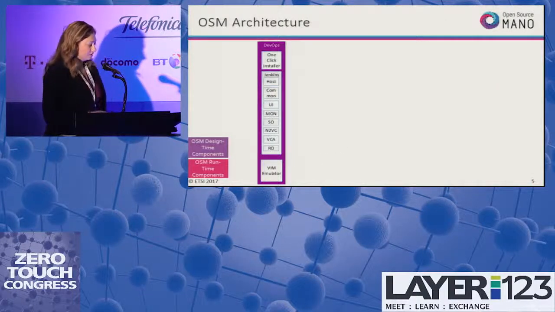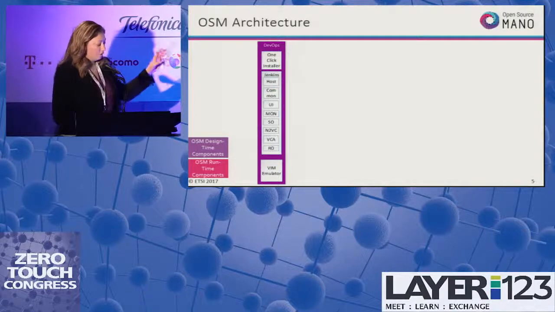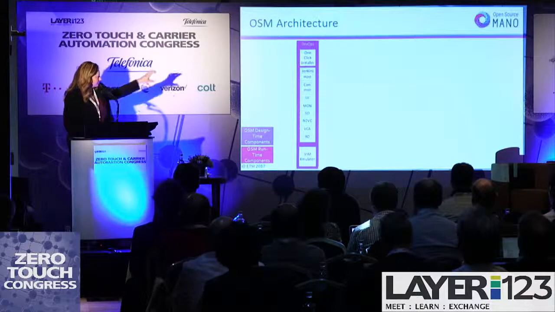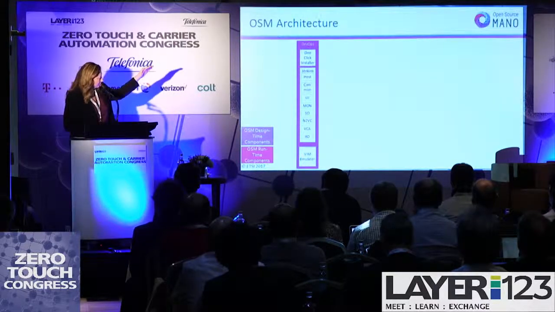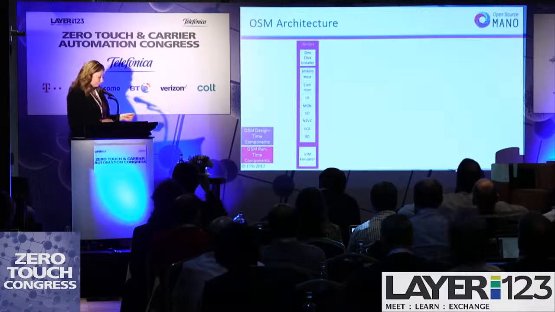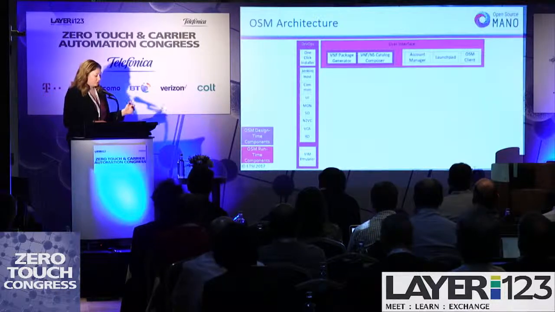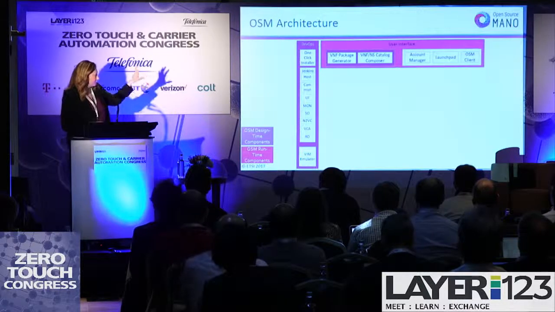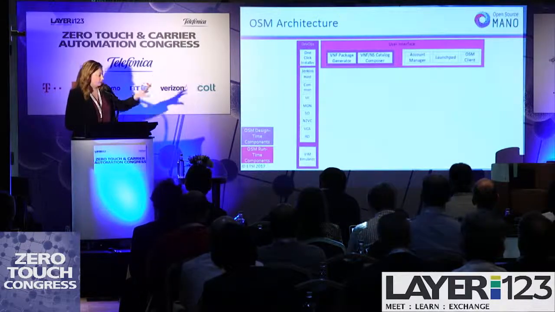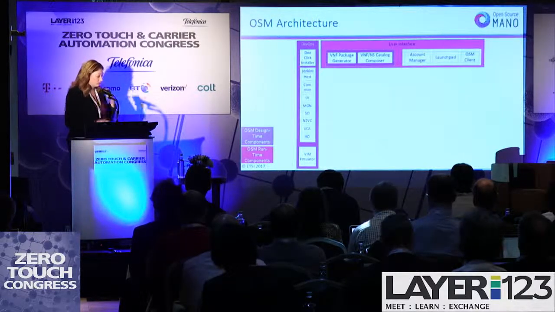So looking a little deeper into the OSM architecture, we have what we call our DevOps pillar, and that includes our one-click installer, our CI/CD pipeline, that includes Jenkins automations, that we automate our test-driven development. Then we have our user interface, which includes our VNF package generation, the catalog composer, account management, and the OSM command line client as well.